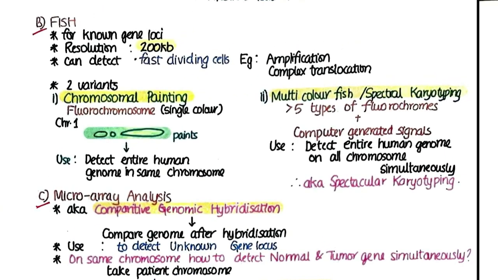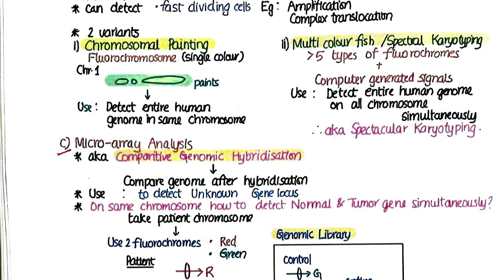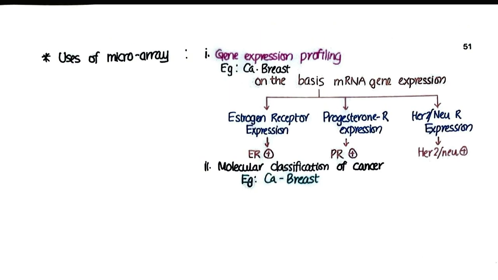As we have already read, FISH is for detection of known gene loci. Microarray is for comparative genomic hybridization for detection of unknown gene loci. For example, we use microarray in gene expression profiling and in molecular classification of cancer. In gene expression profiling, we can understand whether the tumor expresses estrogen receptors or progesterone receptors or HER2 neu receptors. Molecular classification of cancer is also used in CA breast. So this is the use of microarray.